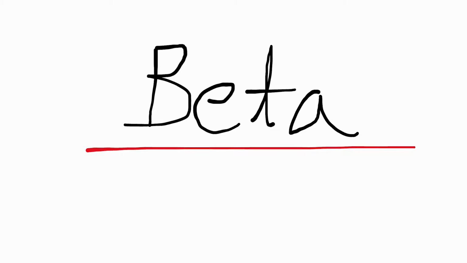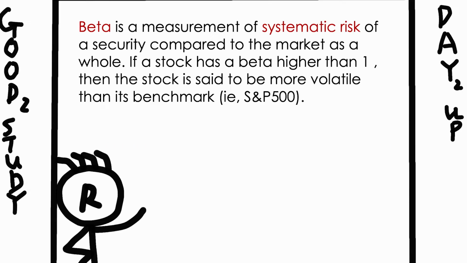So, today we're going to talk about beta. Beta is a very, very important concept in portfolio management. If you want to learn how to invest, you have to understand beta. Beta is a measurement of systematic risk of a security, a stock, or portfolio compared to the market as a whole. If a stock has a beta higher than 1, then the stock is said to be more volatile than its benchmark. For example, the S&P 500.